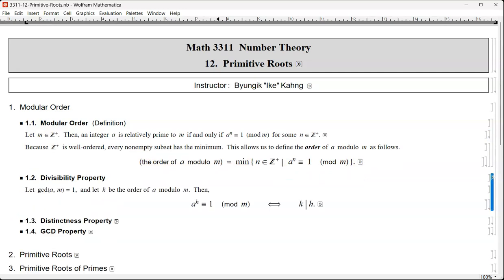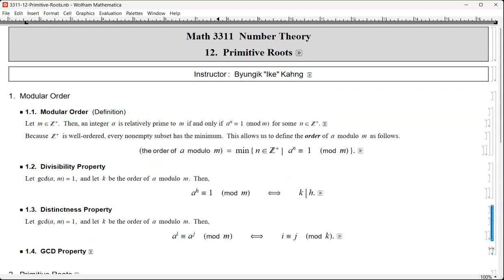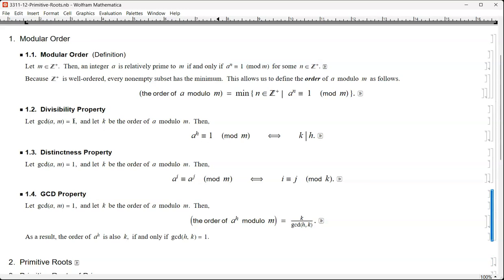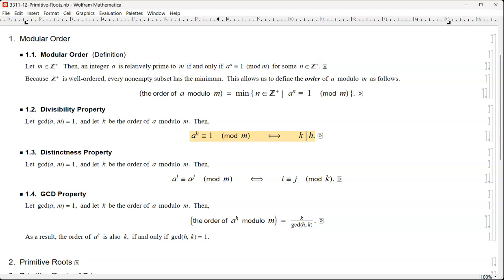Indeed, in all these properties here, we assume a and m are relatively prime. Furthermore, let k be the order of a mod m. And here are some of the properties we already proved. First, the divisibility property. a to the h power is congruent to 1 modulo m if and only if k divides h. And since this is divisibility, we call it the divisibility property.